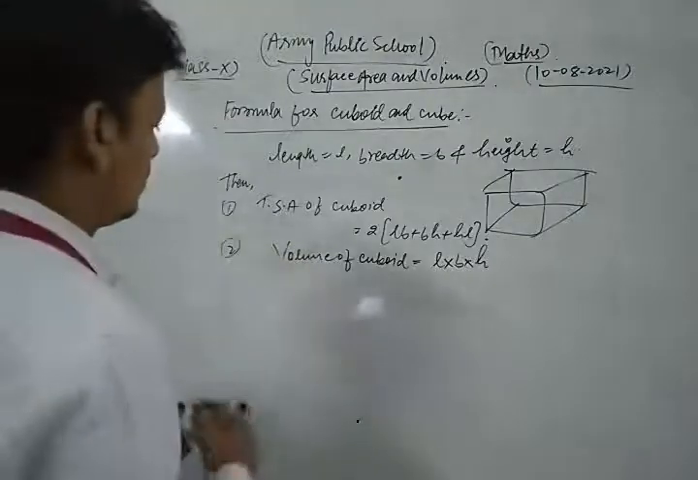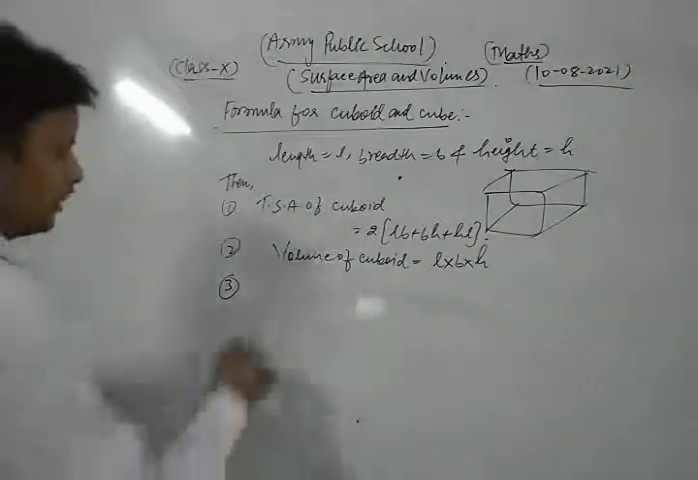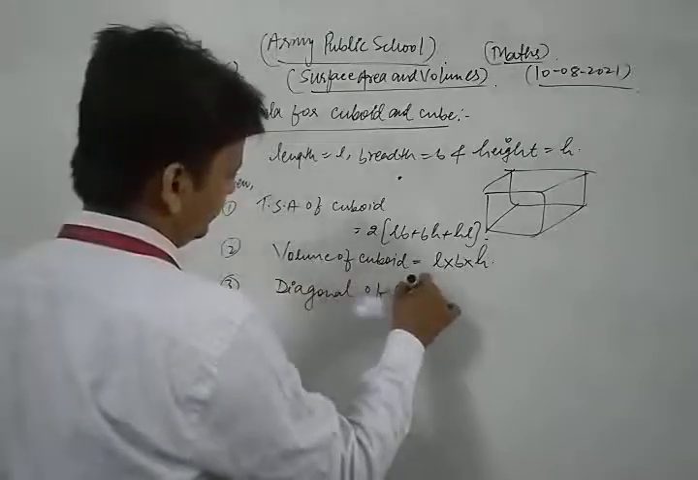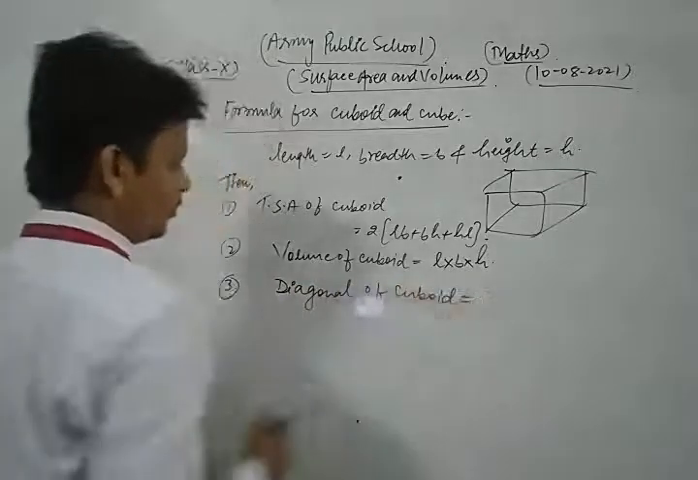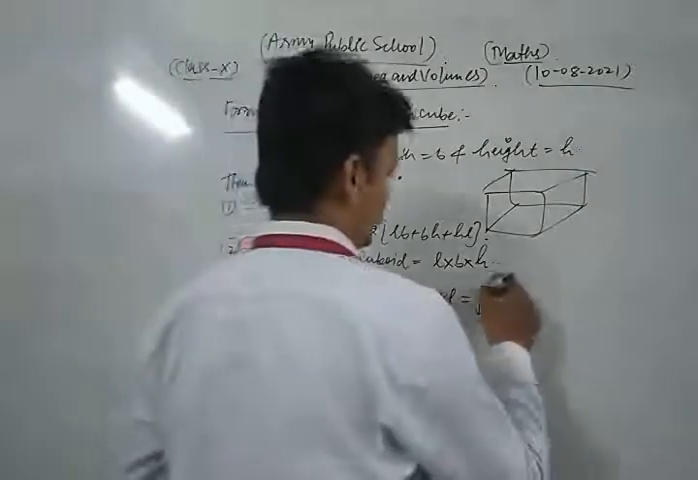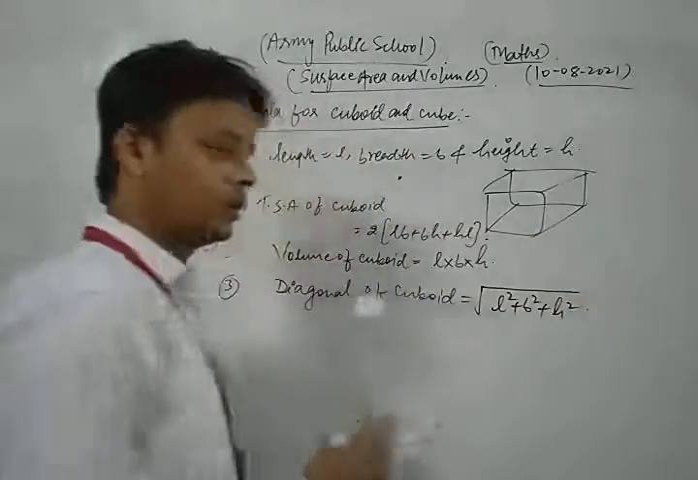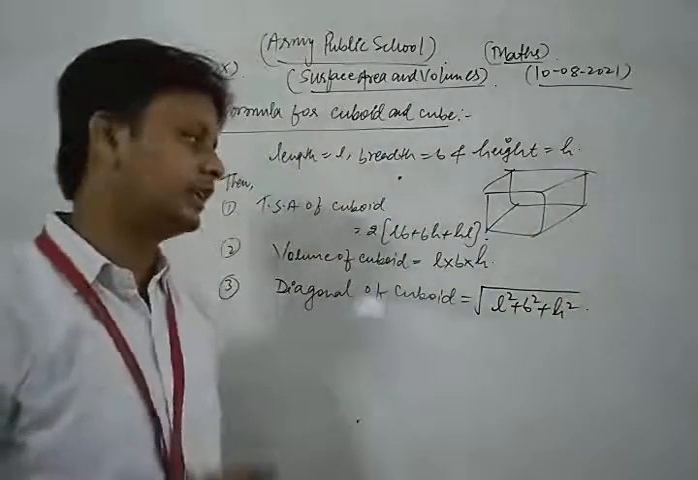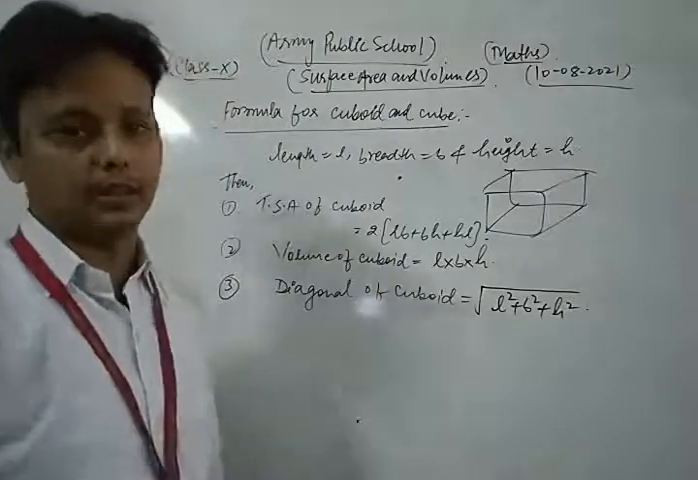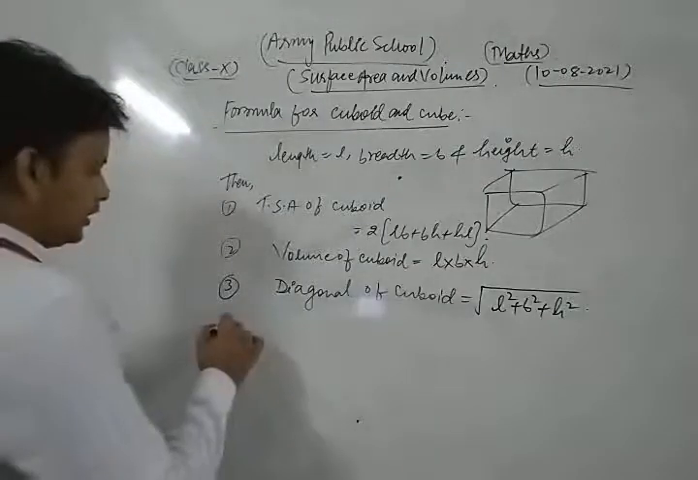Now, third one, dear friends, diagonal of cuboid. The formula for diagonal of cuboid is the square root of L square plus breadth square plus H square, the sum of the squares of its length, breadth and height respectively.